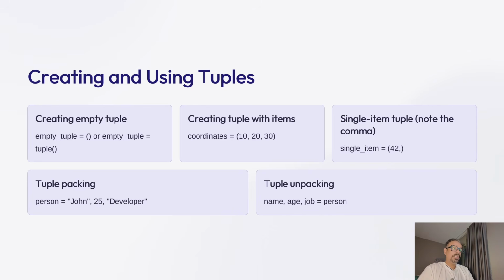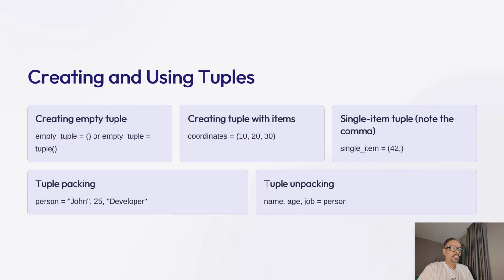The most important is by using parentheses, but you can also create them without parentheses. That is called tuple packing. One important tip: if you are creating a tuple with just one item, don't forget the comma at the end. Without it, Python won't treat it as a tuple. Python can treat that as a string, as a number, or whatever kind of data you are providing. I will show you that in a bit.